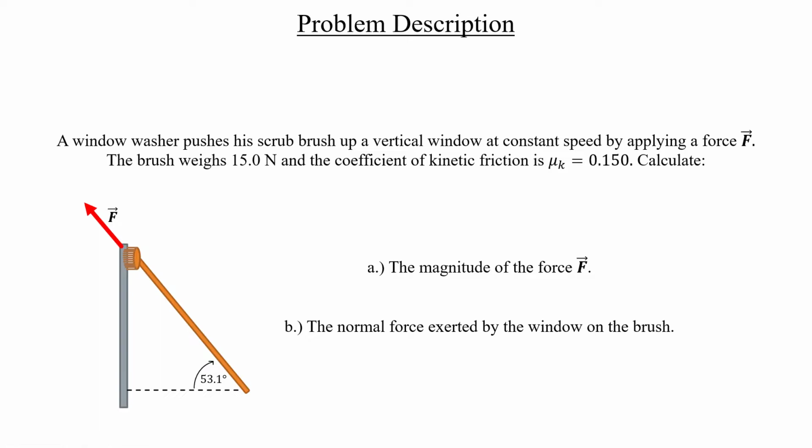Before we move on, pay very close attention to the following. The brush is only moving up a vertical window, and it's doing so at a constant speed. If you're only moving up on a vertical window, that implies that the horizontal motion must be 0, and a constant speed implies that the acceleration must be 0 as well, which we'll see later. Let's jump into the free body diagram.